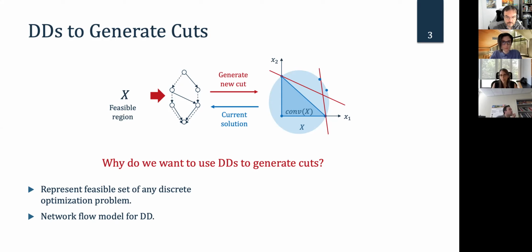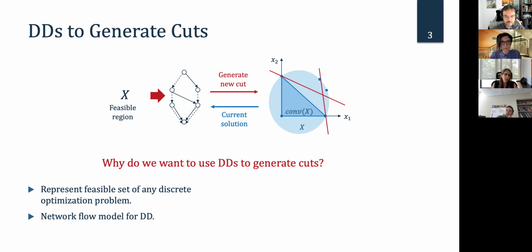So this is super attractive if, for instance, we have nonlinear constraints or some specific structures that are better represented with decision diagrams instead of classic techniques. And also, one of the nice things that we have also seen during this winter school is the network flow model of the decision diagram. This gives us basically a linear representation of all the solutions of the decision diagram. So we're actually going to use this a lot for generating our cuts.